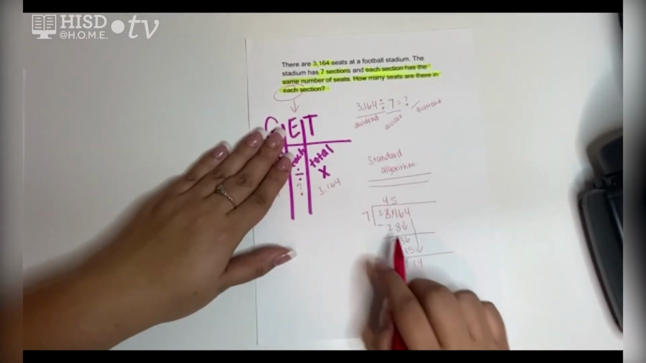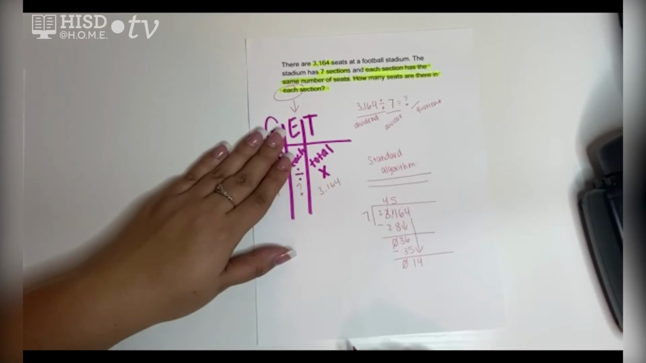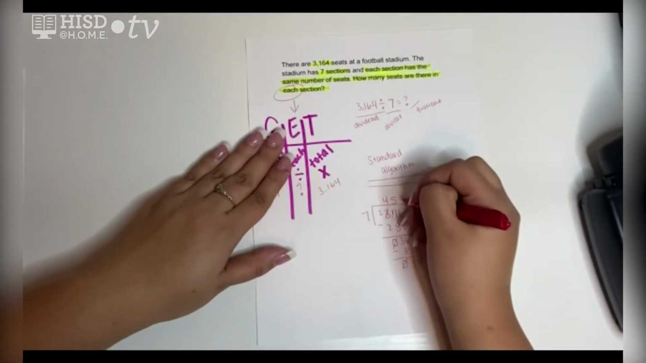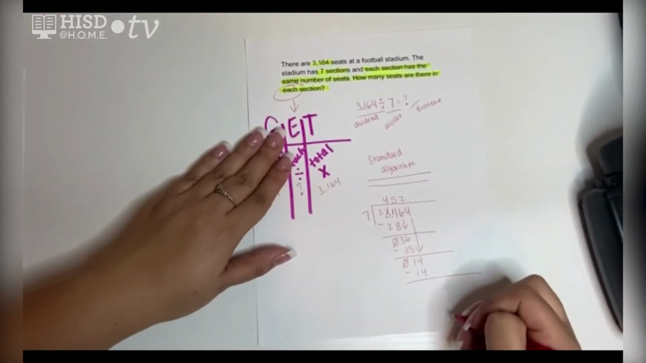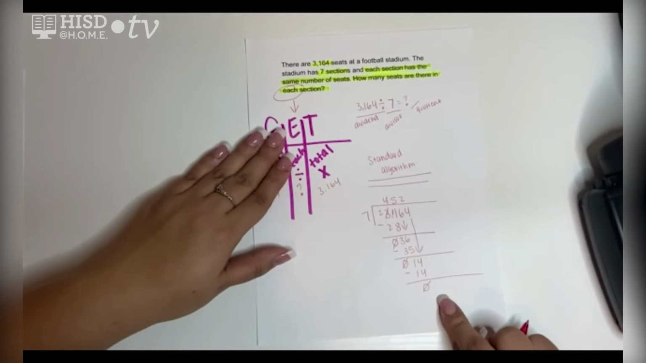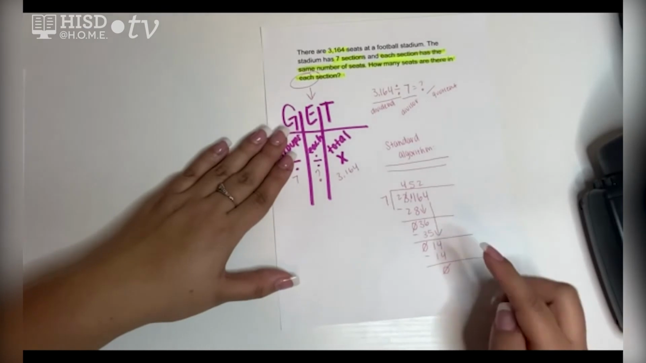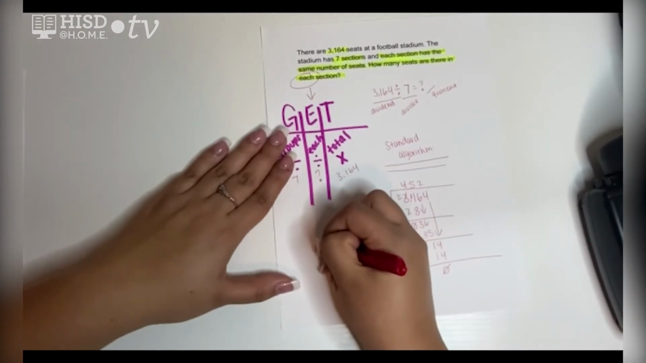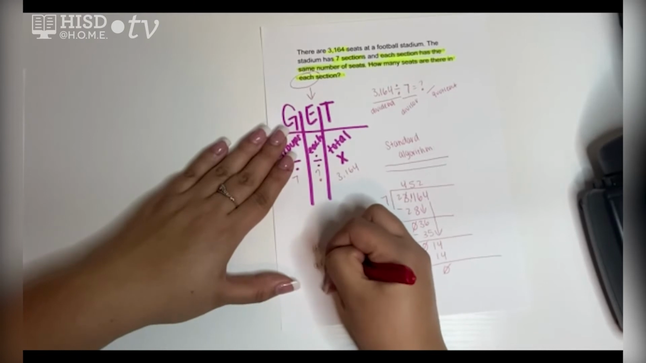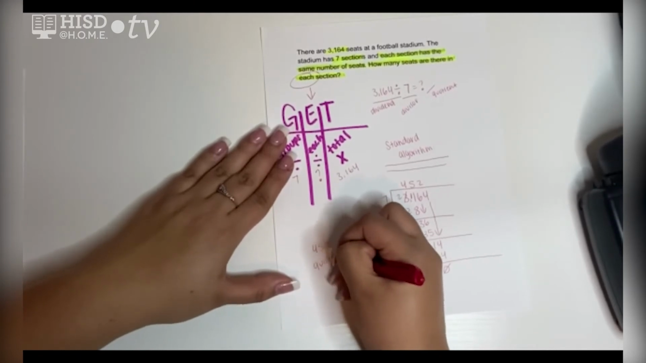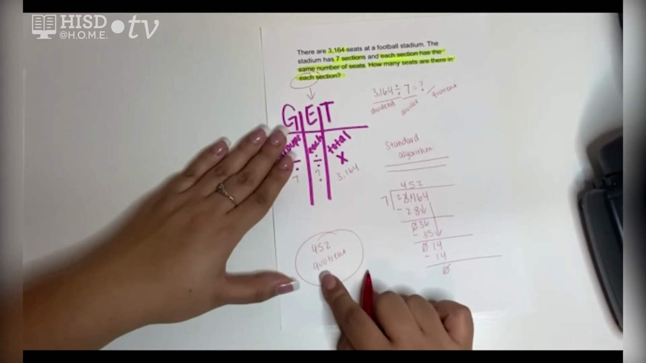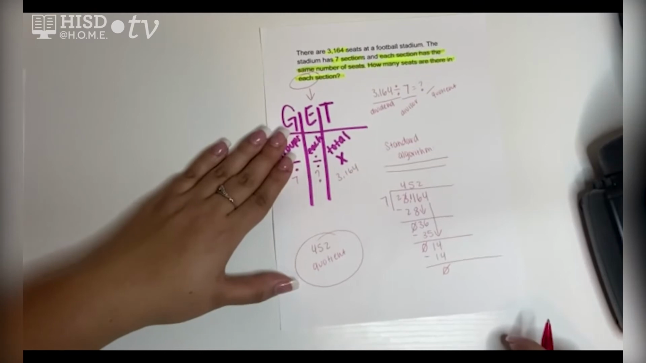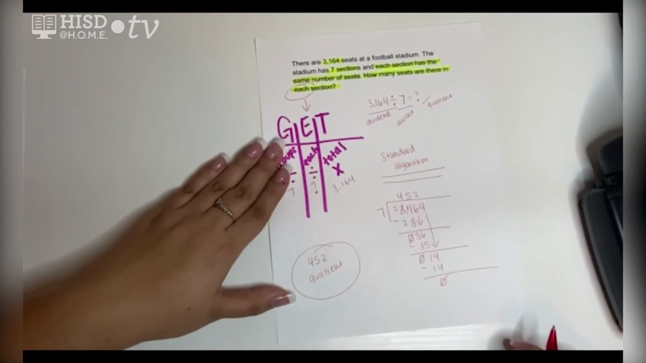And how many times can 7 go into 14? Wow, you guys are so smart. Yes, 2 times, because 7 times 2 is 14. So 14 minus 14 we know is 0. Do we have a remainder in this problem? No, we don't, but we have a quotient. And what is our quotient? Very good. 452 is our quotient. So we know that there are 452 seats in each section of the football stadium. Awesome, awesome job, 4th graders.